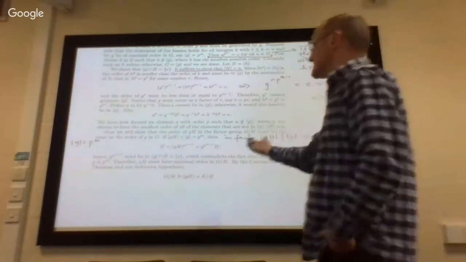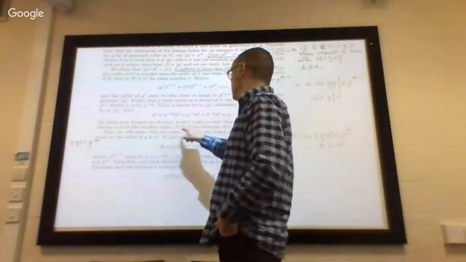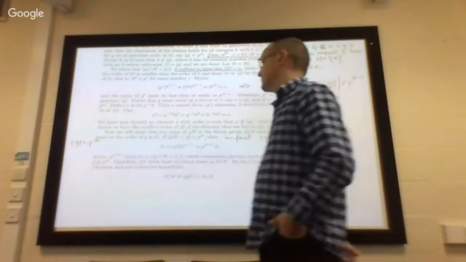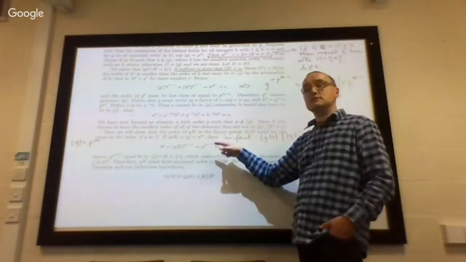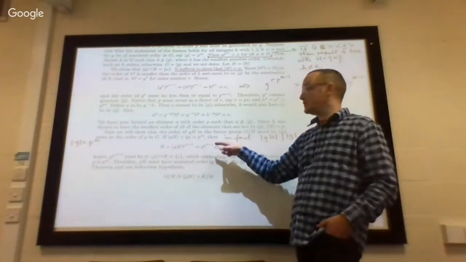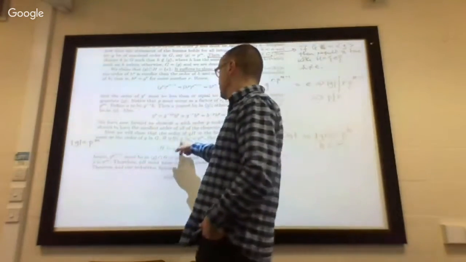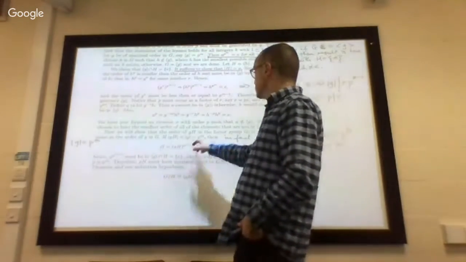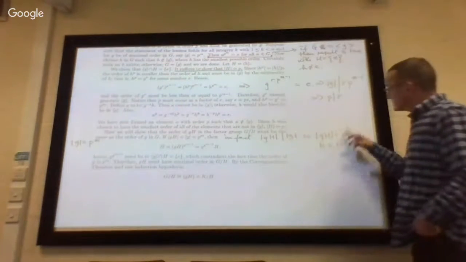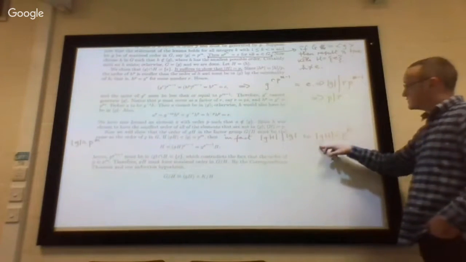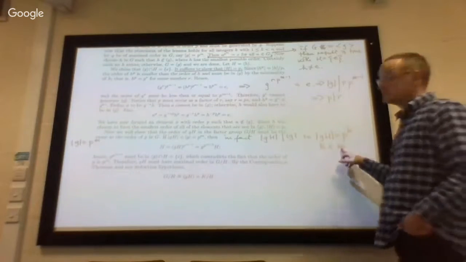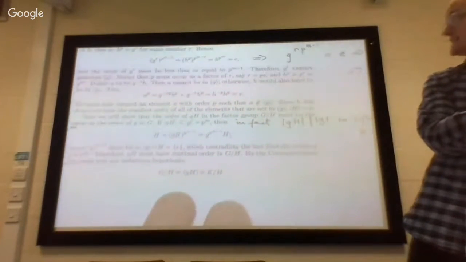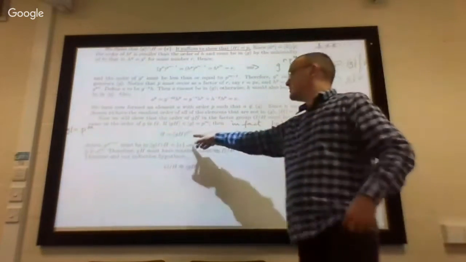But the claim is that it's the same. So the claim is that we will show the order of gH in the factor group G mod H is the same as the order of g. So this is a little proof by contradiction here. If it's the case that it has order strictly less than p^m, well, that means it has order p^k for some k strictly less than m. So that means it'll have order p^k where k is less than or equal to m minus 1.